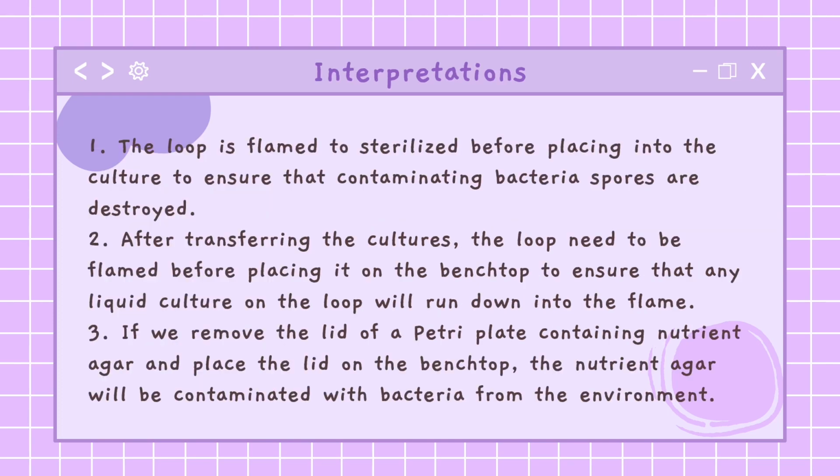Interpretations: the loop is flamed to sterilize before placing it into the culture to ensure that contaminating bacterial spores are destroyed. After transferring the cultures, the loop needs to be flamed before placing it on the bench top to ensure that any liquid culture on the loop will run down into the flame. If we remove the lid of a Petri plate containing nutrient agar and place the lid on the bench top, the nutrient agar will be contaminated with bacteria from the environment.